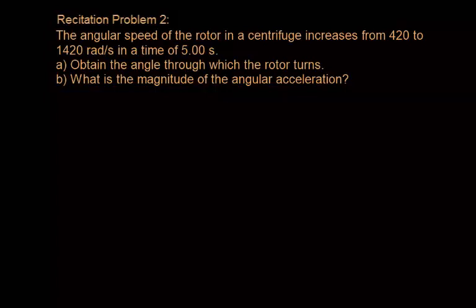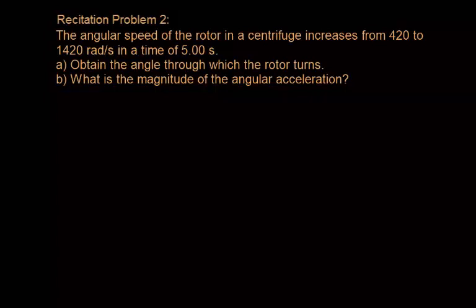Recitation problem 2. The angular speed of a rotor in the centrifuge increases from 420 to 1420 radians per second in a time t equals 5 seconds. Two questions. A, obtain the angle through which the rotor turns, and B, what is the magnitude of the angular acceleration?